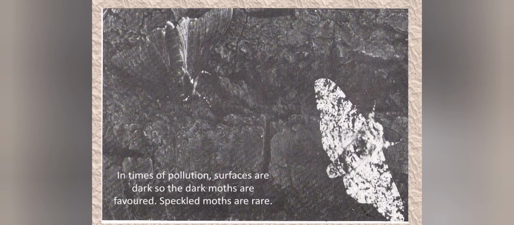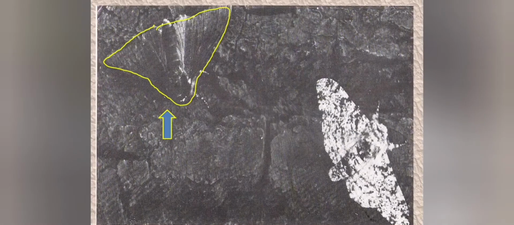In times of pollution, surfaces are dark, so dark moths are favored because they are camouflaged on these dark surfaces, and the speckled moths would be rare. Can you actually see on this picture that there are 2 moths? Look at the speckled moth on the right hand side, stand out like a sore thumb. So he's not very camouflaged, so he's going to disappear. But look at that one. There's the dark moth, well camouflaged on a dark surface.